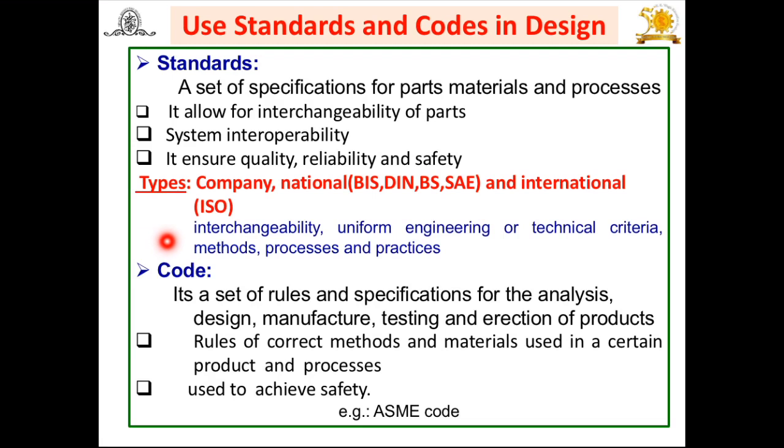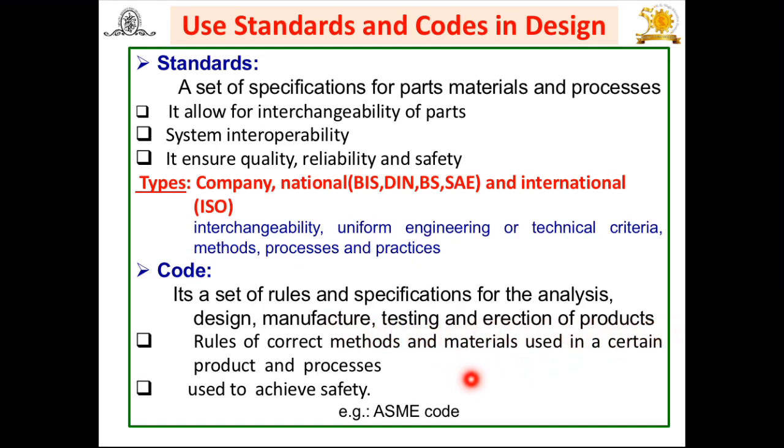The main important purpose is interchangeability, then uniform engineering or technical criteria, methods, processes and practices to be followed while designing the components. Then another term, that is code. What do you mean by code? It's a set of rules and specifications. For what purpose? Analysis, then design. That means rules, specifications and guidelines are given for design, manufacturing, testing and erection of the products.